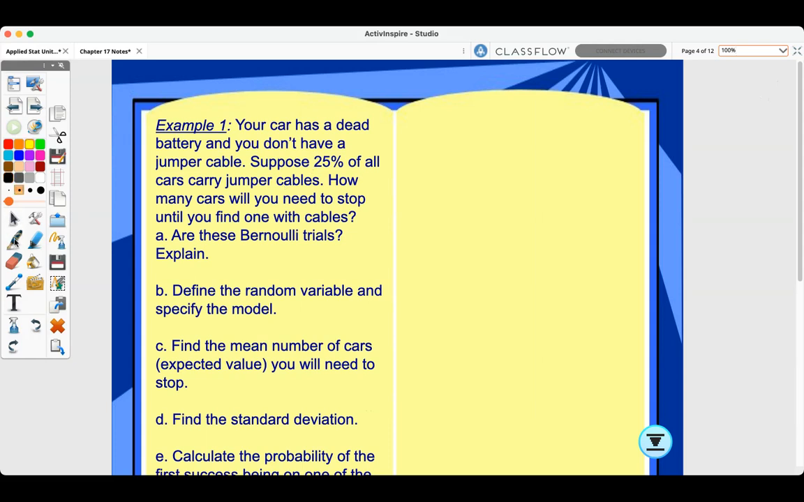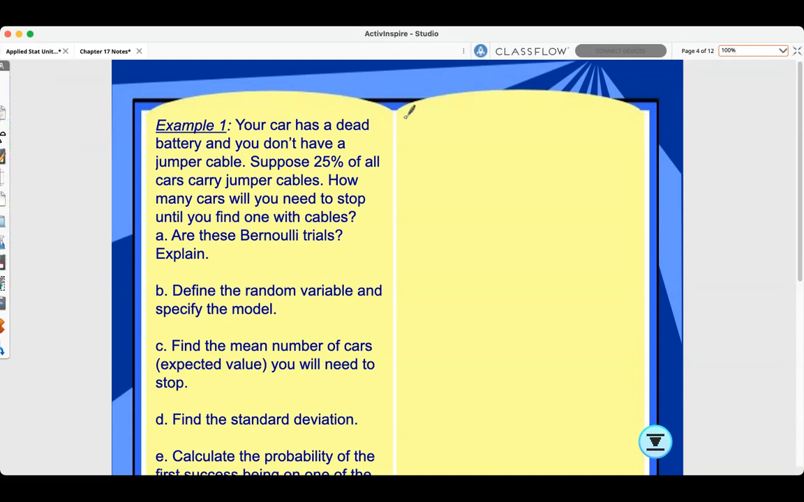Your car has a dead battery and you don't have a jumper cable. Suppose 25% of all cars carry jumper cables. How many cars will you need to stop until you find one with cables? A, are these Bernoulli trials? So that's the first thing we need to discuss here. So are there 2 outcomes? So there are 2 outcomes.